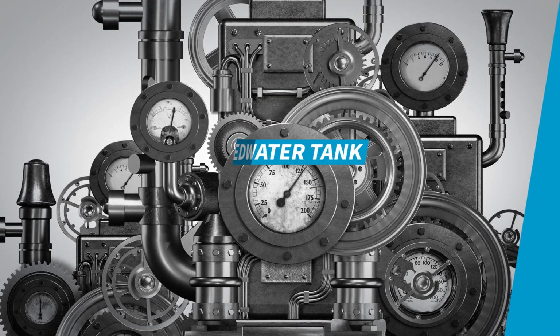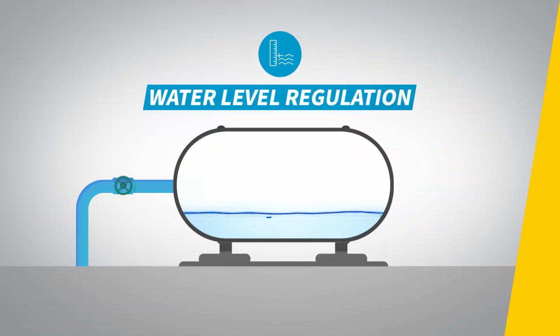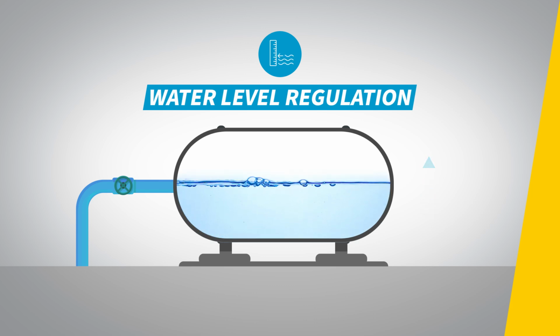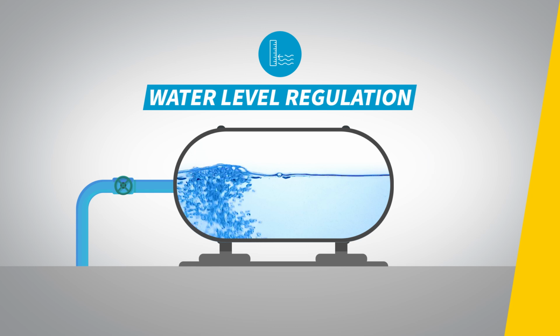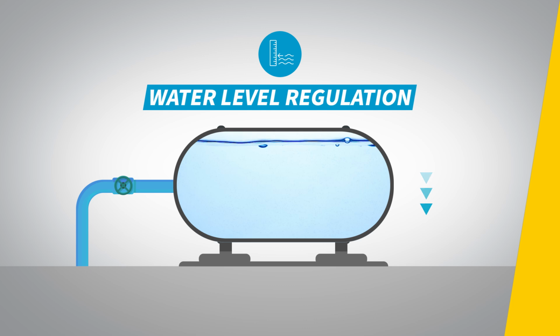To ensure its proper working, a feedwater tank comes equipped with two different regulation systems. The first is water level regulation. There must always be enough water in the feedwater tank or in the deaerator to prevent the feedwater pump or pumps from running dry and guarantee continuous steam production. At the same time, there should not be too much water to prevent overflow.